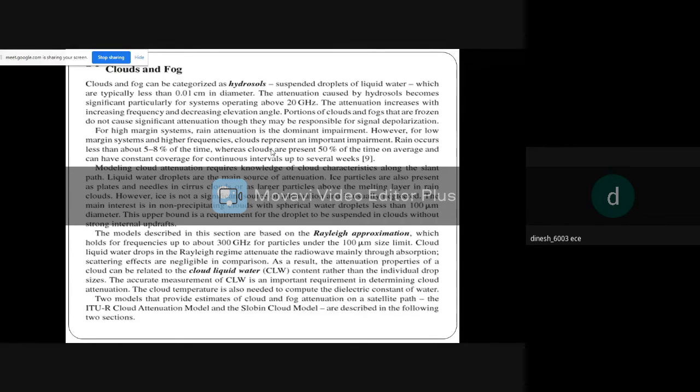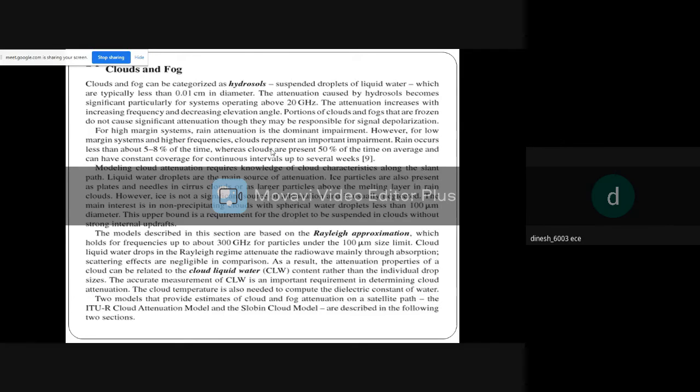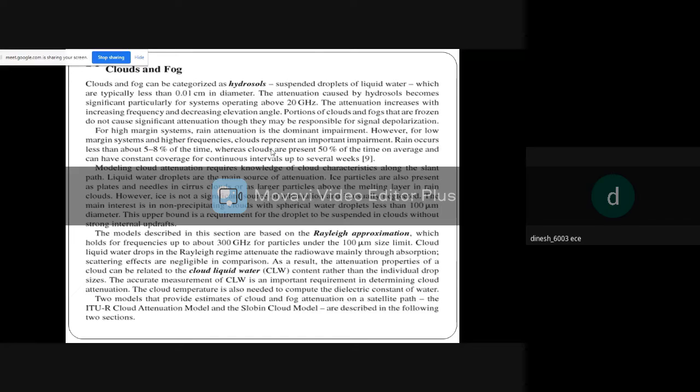For low margin systems and high frequencies, clouds represent an important impairment. Rain occurs less than 5 to 8% of the time, whereas clouds are present 50% of the time on average and can have constant coverage for continuous intervals of up to several weeks. So modeling cloud attenuation requires knowledge of cloud characteristics along the slant path.